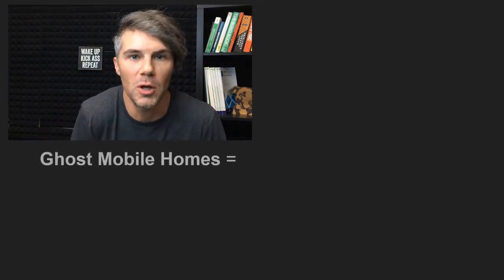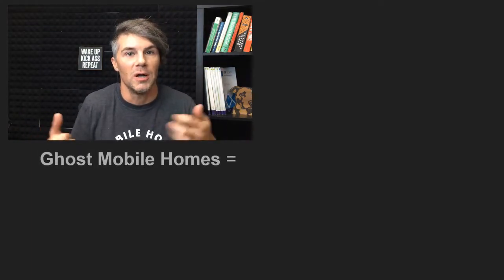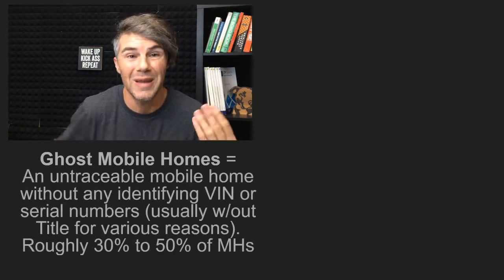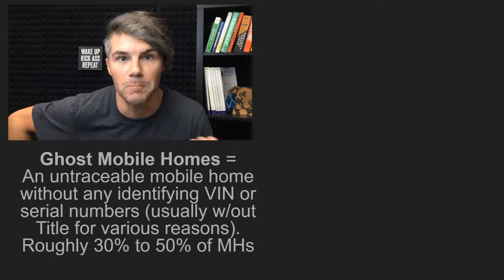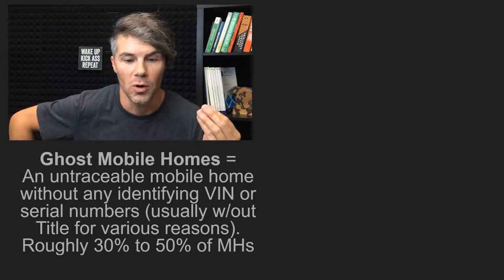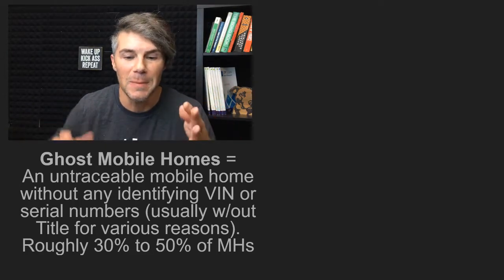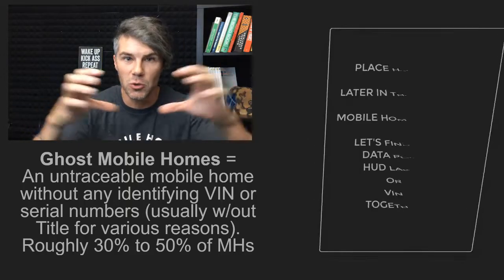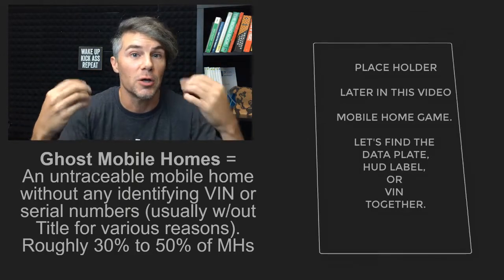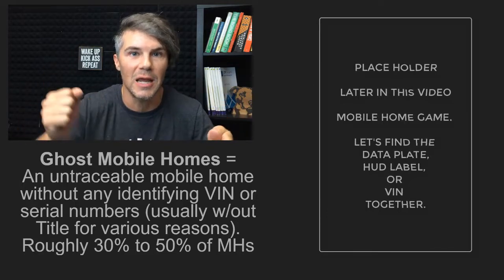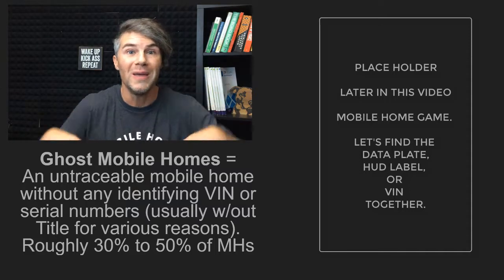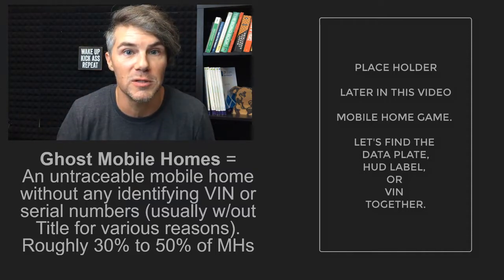First of all, in this video we're talking about ghost mobile homes, and that's not mobile homes that are spirits from another world. These are untraceable mobile homes without any identifying VIN or serial number or any identification. Now, they may have the titles, but that's usually not a ghost home. On a car, there's the VIN number, stamped and put on pieces of metal in various locations. Well, with a mobile home, that's not the case, which we'll talk about in this video.